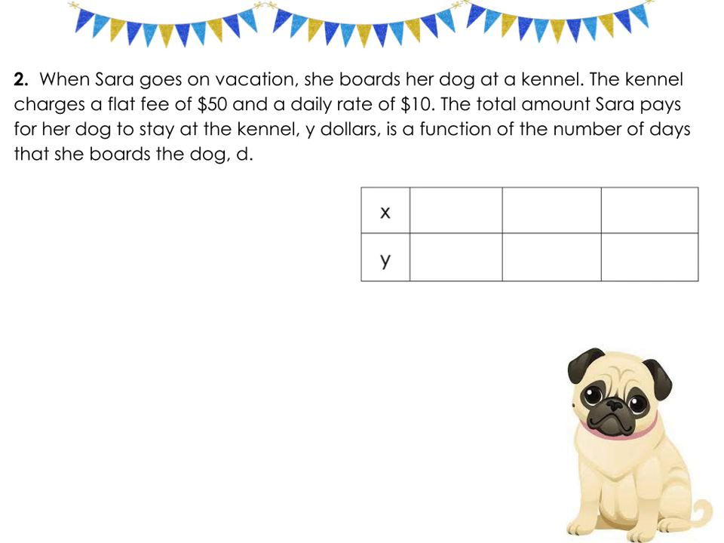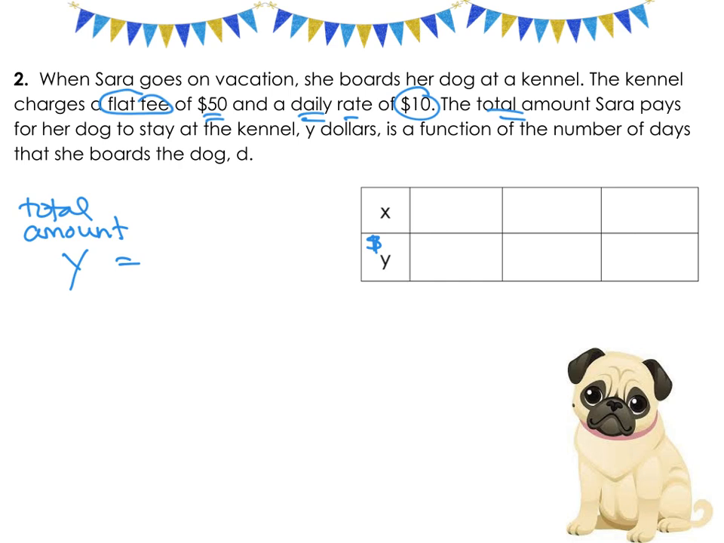All right, let's look at number 2. When Sarah goes on vacation, she boards her dog at a kennel. The kennel charges a flat fee of $50. So I'm going to circle that, flat fee of $50, and a daily rate of $10. The total amount Sarah pays for her dog to stay at the kennel is Y. Right? So here, this is your dollars. So my total amount is being used to represent Y, and it is a function of the number of days that she boards her dog.